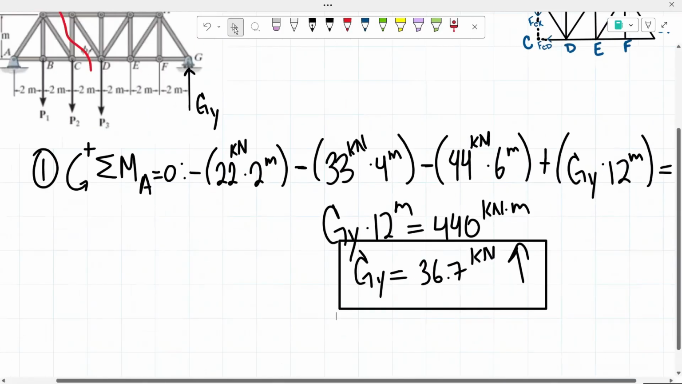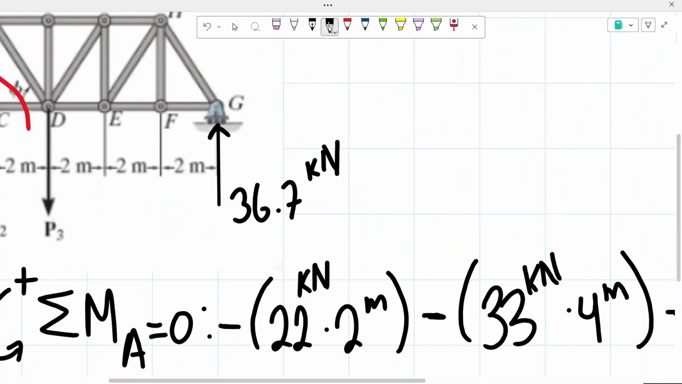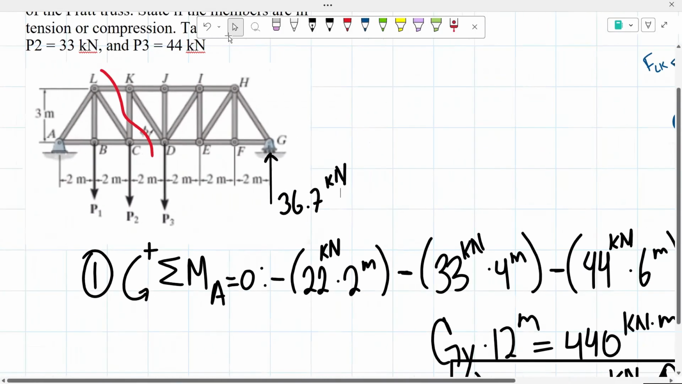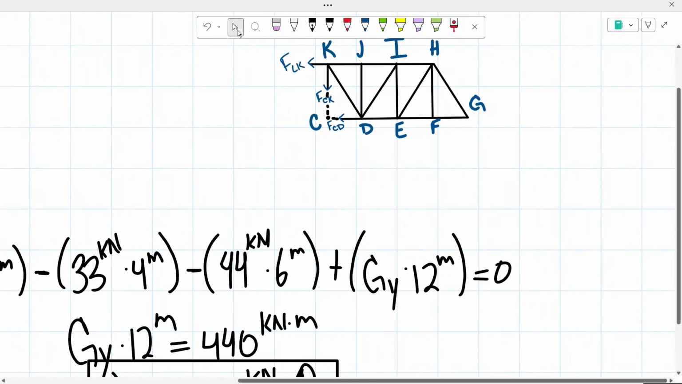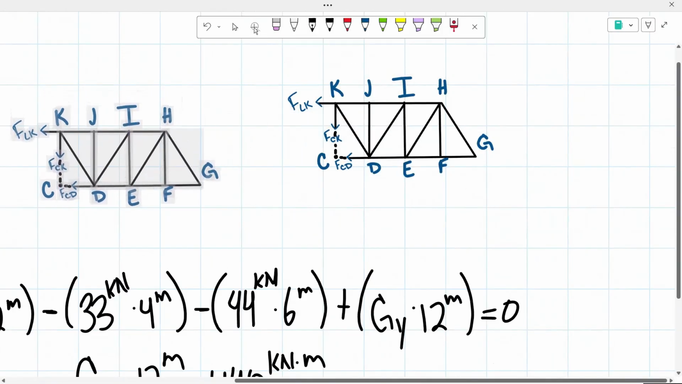So now that we know the value of our reaction, since we're going to be working with the right side of the truss, I'm simply just going to come back here and write out the value of it, 36.7. So now that we have that, our next step would be drawing out the truss that we're going to be working with. I already did that earlier on. This is kind of how our truss would look, the side that we're going to be dealing with.